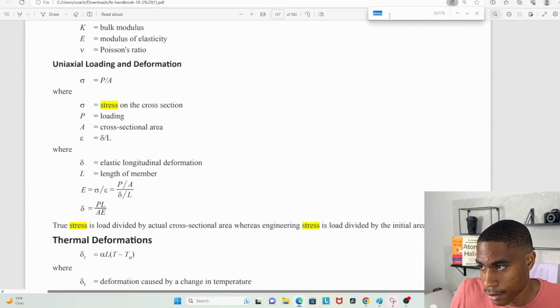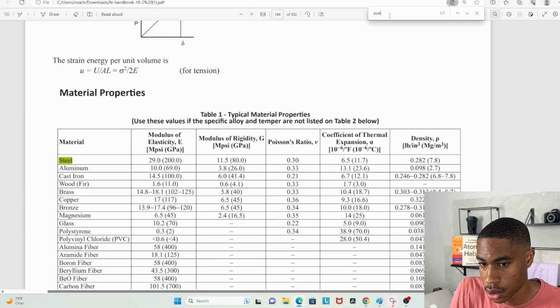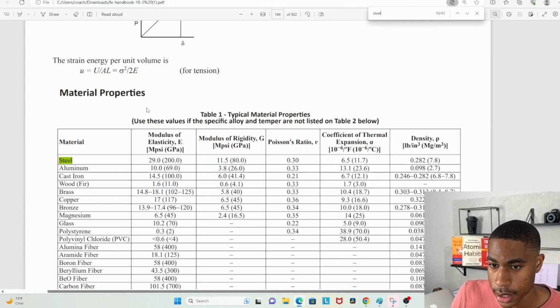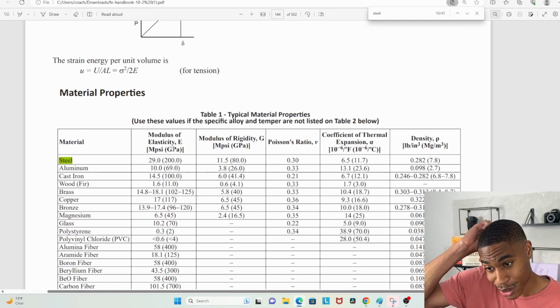So if you just go to your FE manual and then you type in steel. It comes up as the first thing as material properties. And I looked under modulus of elasticity and it gives it to us in I guess mega PSI. But we don't need it in those units. We need it in gigapascals or in pascals. So gives us that. What's a giga? Because I don't know.